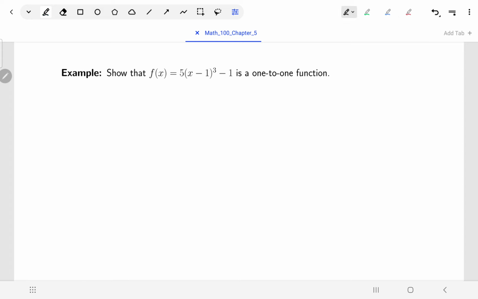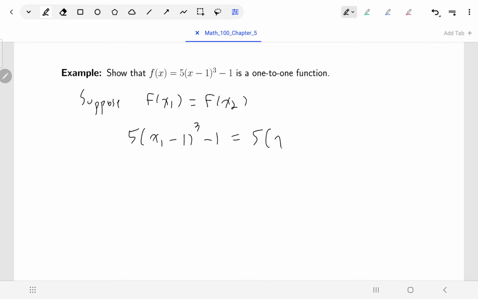So here's what I'm going to do. I'm going to start off by supposing that I have two identical y values, and I'm going to show you that that means I have to have two identical x values. So I'm going to suppose that f of x1 and f of x2 were equal to each other. f of x1 would be this function evaluated at x1, so 5 times (x1 minus 1) cubed minus 1. And f of x2 would be my function evaluated at x2, so 5 times (x2 minus 1) cubed minus 1.